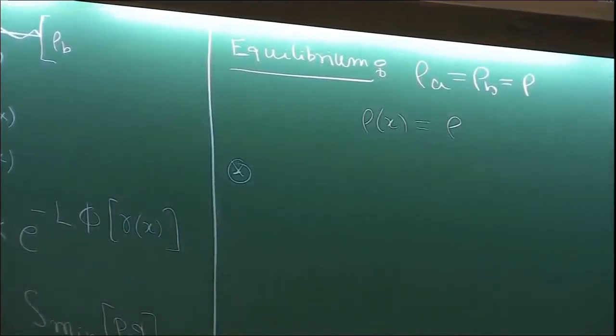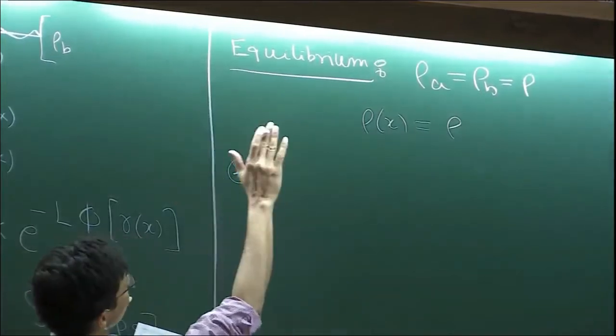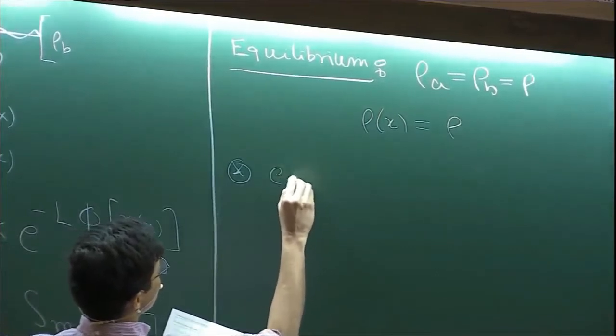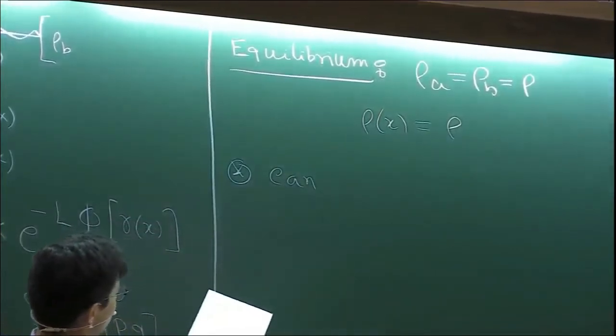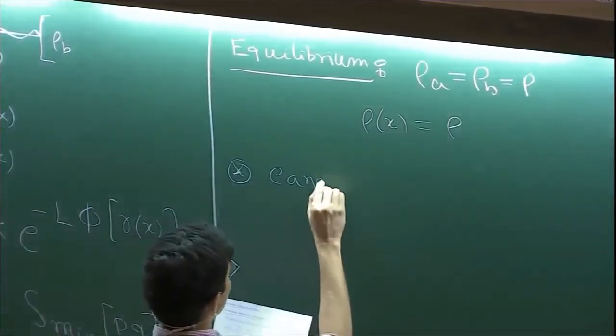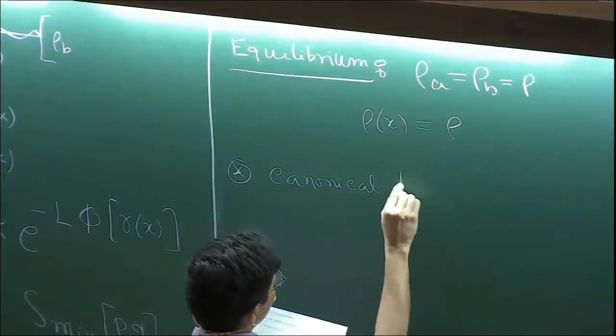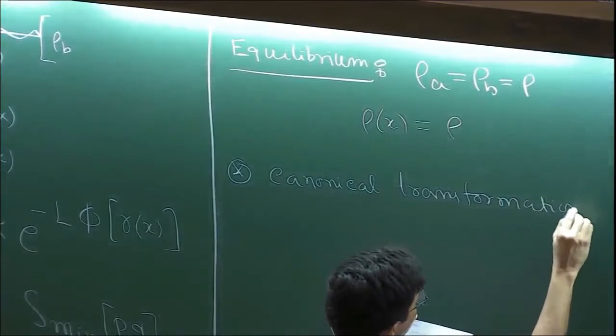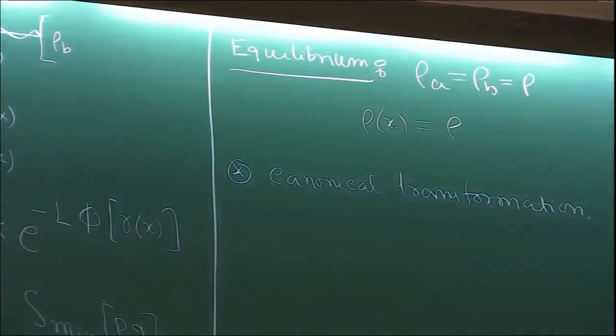So let me first present solving this equilibrium problem, where I'm asking what's the probability distribution of seeing a density fluctuation. The idea is to use something we have learned in classical mechanics. It's called canonical transformation. You know, in classical mechanics, when we try to find the minimal action paths, it's sometimes difficult to solve for the least action paths.